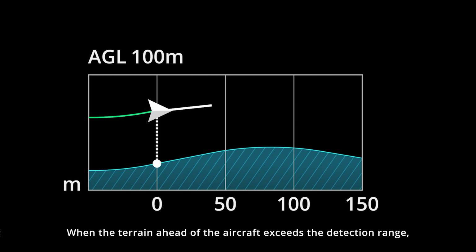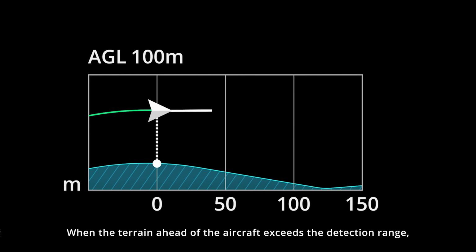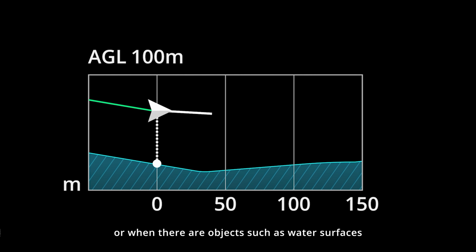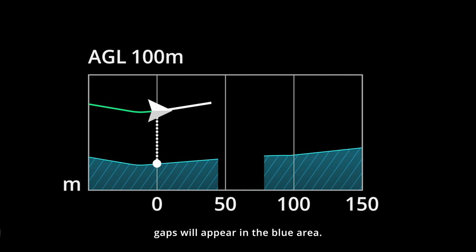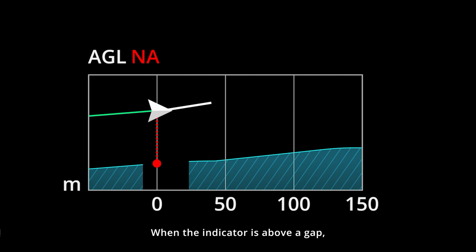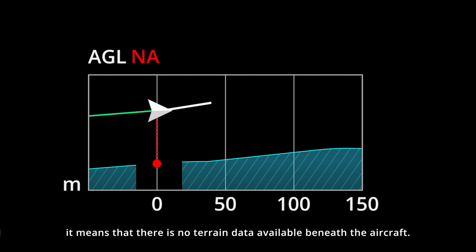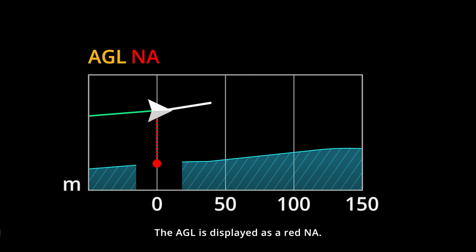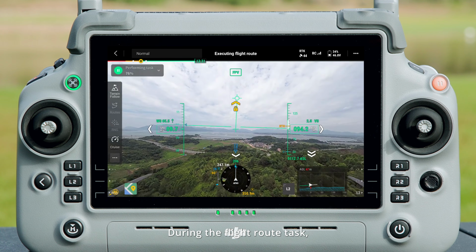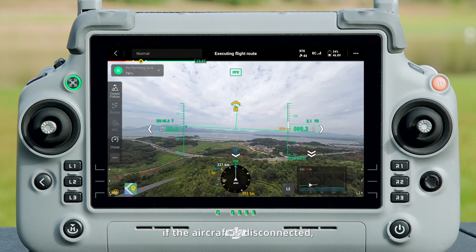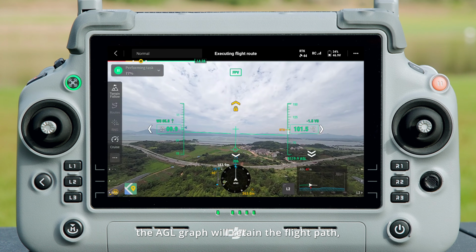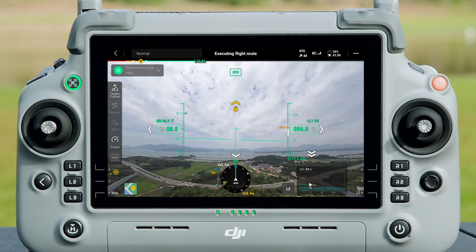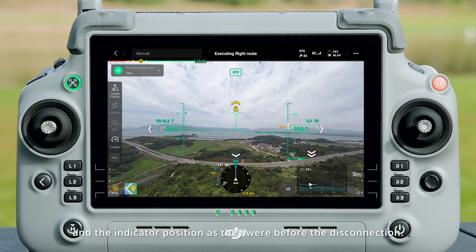When the terrain ahead of the aircraft exceeds the detection range, or when there are objects such as water surfaces that cannot be measured, gaps will appear in the blue area. When the indicator is above a gap, it means that there is no terrain data available beneath the aircraft. The AGL is displayed as a red NA. During the flight route task, if the aircraft is disconnected, the AGL graph will retain the flight path, the terrain trend line, and the indicator position as they were before the disconnection.